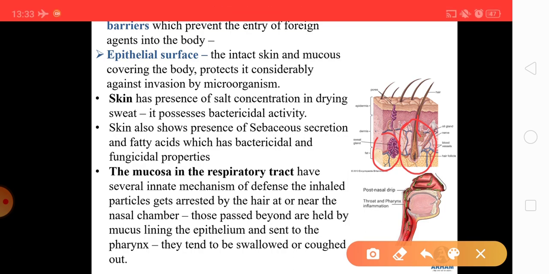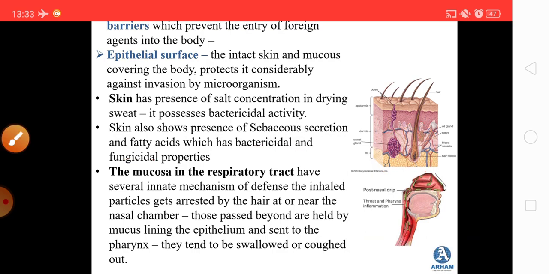And these sebaceous secretions, like fatty acids, have bactericidal properties as well. In fact, they have both bactericidal as well as fungicidal properties. So this was about the skin, the first epithelial surface. Other than this, there is mucosa in the respiratory tract.